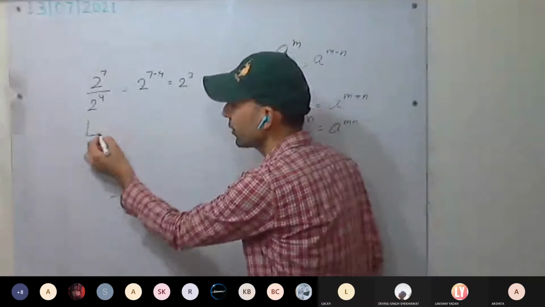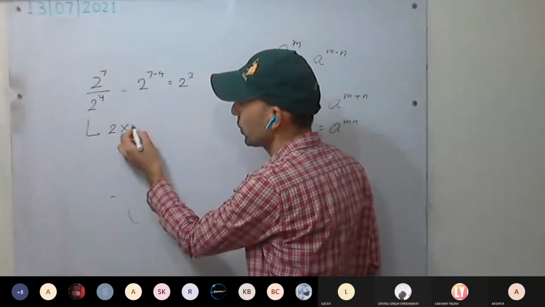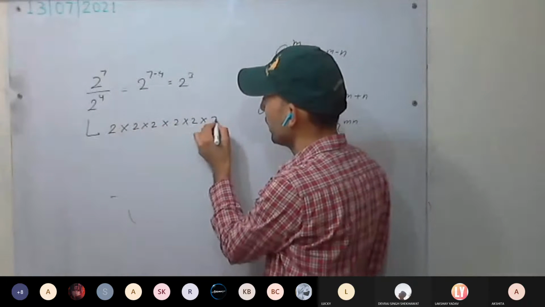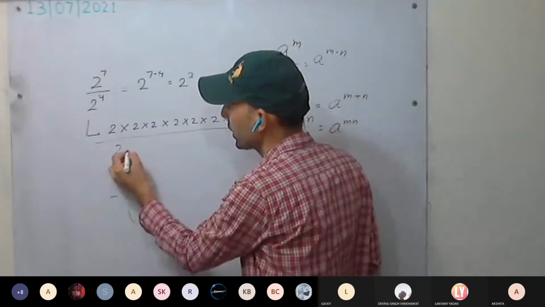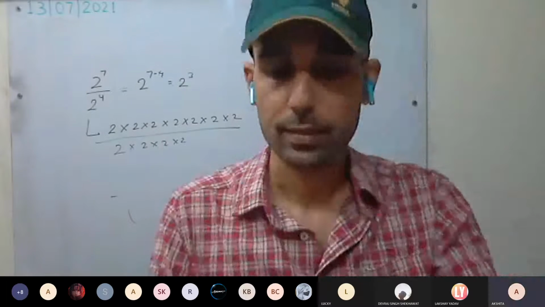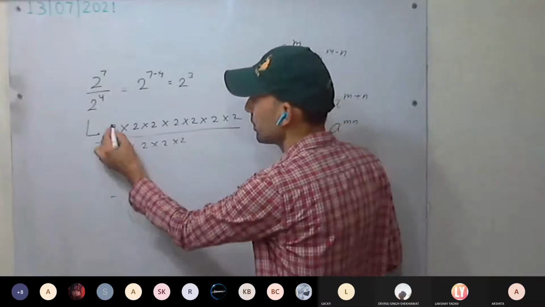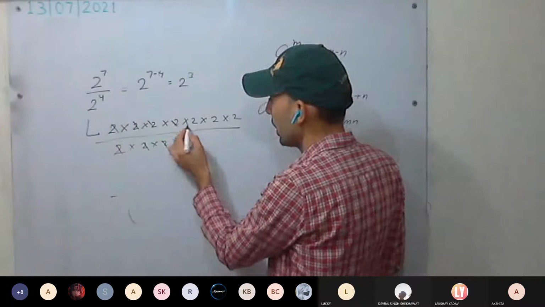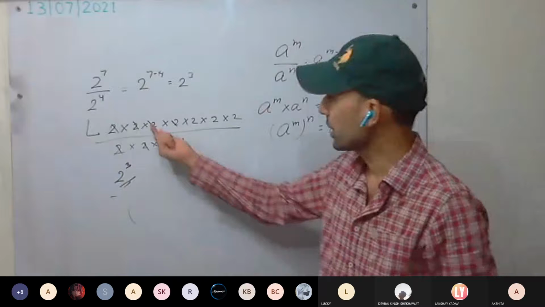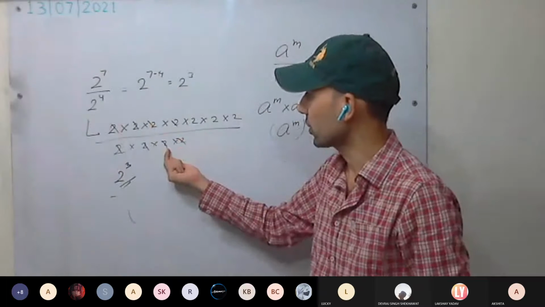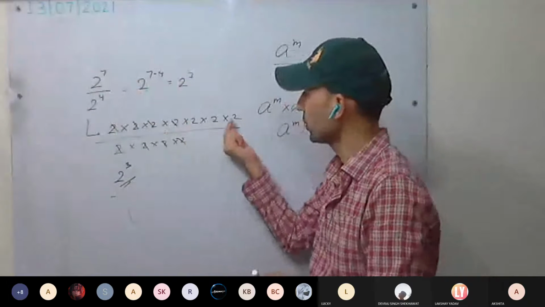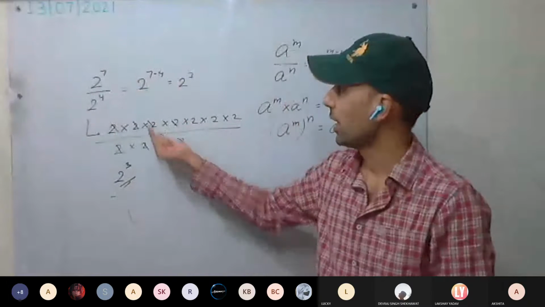So very basic, we'll go: 2 raised to power 7 means 2 into 2 into 2 into 2 into 2 into 2 into 2, 7 times. And 2 raised to power 4, how many times? 4 times. Now cut them. How many are remaining? 2 cube. Understood now? It means we have subtracted the power. 7 minus 4 is 3, 2 cube, 8 is the answer. Understood now?